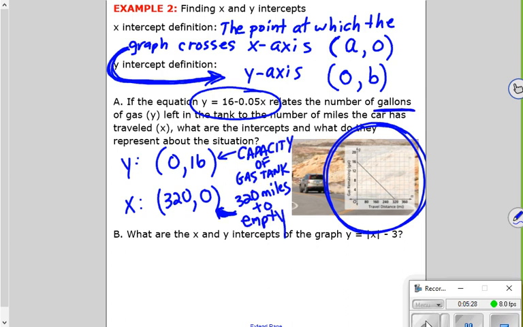So we have some student volunteers here. One explained that (0, 16) has to do with the range of the function, and it's the capacity of the gas tank. It's how many gallons of gas it holds. Or right when you leave the gas station and you fill up, you've done 0 miles and you have 16 gallons. Another student said that 320 miles, for x, is how long you could drive until you run out of gas.